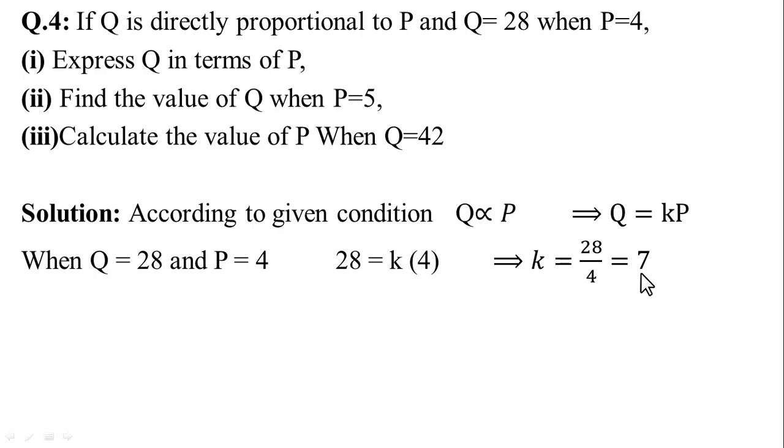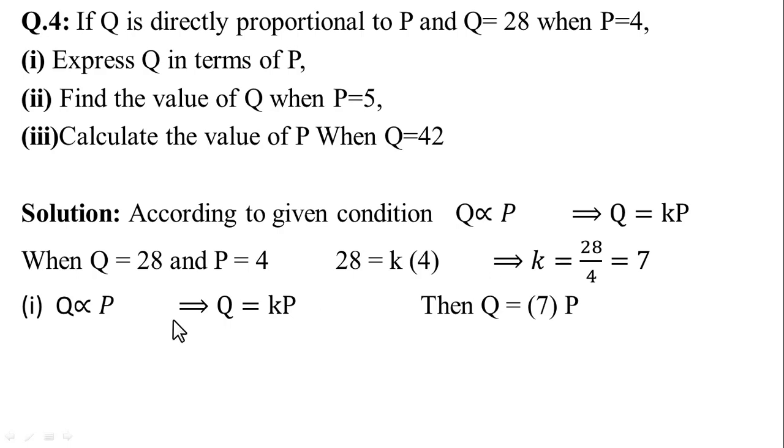Now in the first part, express Q in terms of P. So write the connecting equation. In the first part, Q is directly proportional to P. Removing the proportionality sign, this implies that Q is equal to kP. Putting the value of k, then Q is equal to 7P.